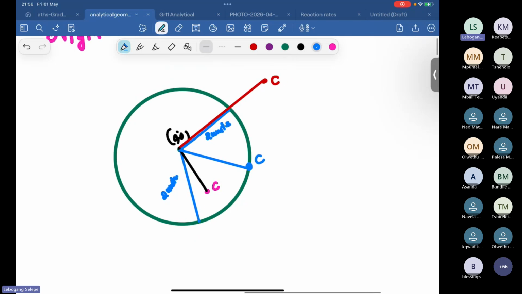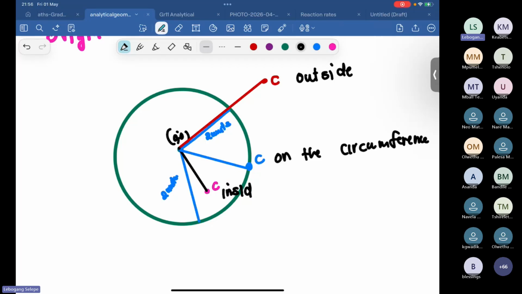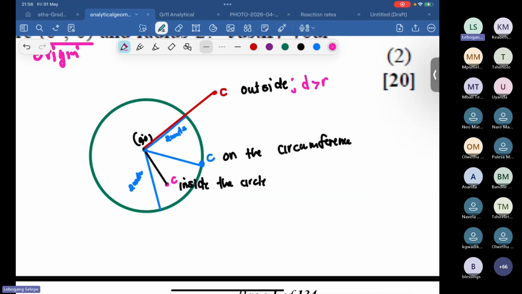And that will tell you that the point C is at the circumference of the circle. So we have three conditions. Condition 1, where the point is outside the circle; a point on the circumference of the circle; and a point inside the circle. How do we know this? If it's outside the circle, the distance is greater than the radius. If it's on the circumference of the circle, the distance is equal to the radius. If it's inside the circle, the distance is smaller than the radius.